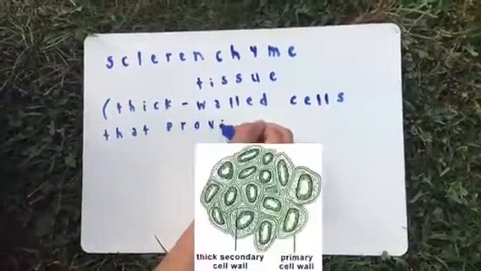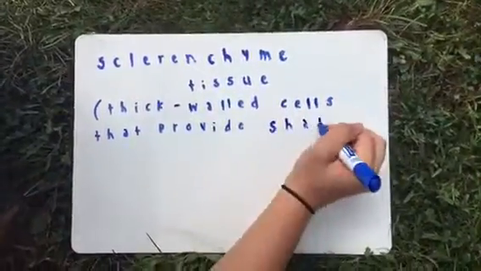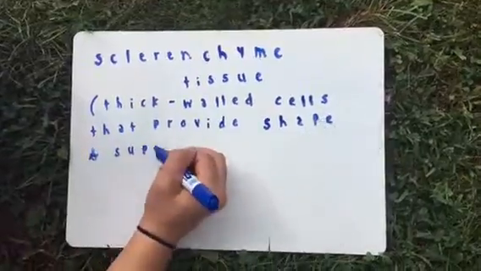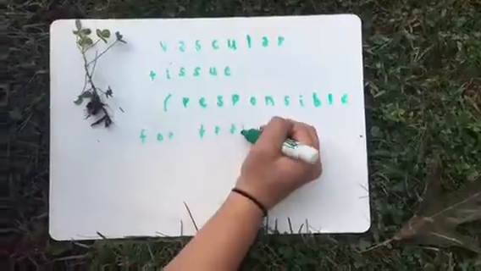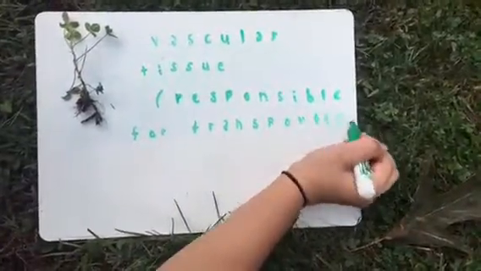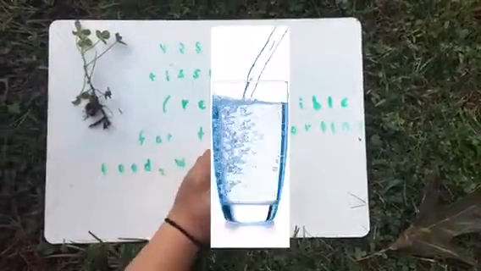The sclerenchyma tissue is made up of thick-walled cells that provide shape and support, allowing plants to stand upright. The vascular tissue of plants is responsible for the transportation of food, water, and minerals.